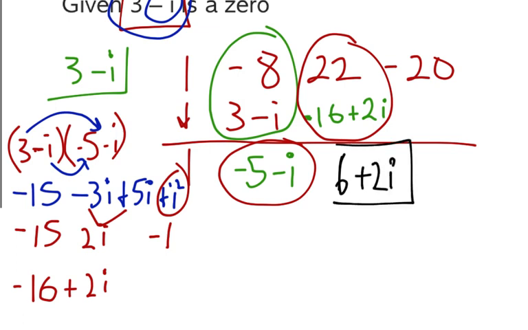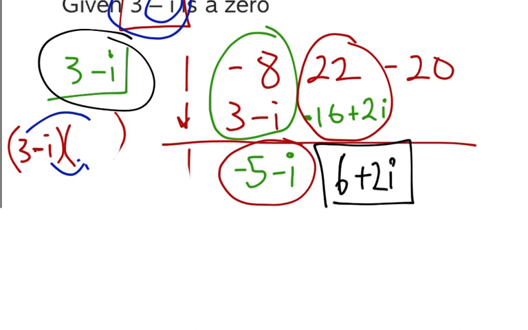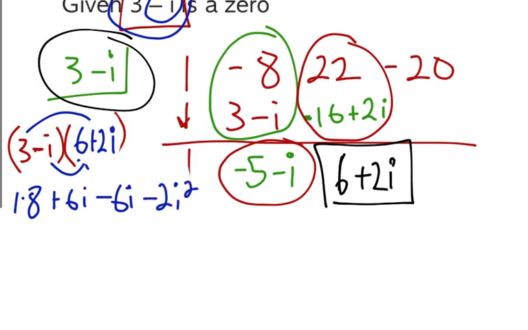Now I take my 6 plus 2i, and I have to find the product of it and my 3 minus i. I'm going to erase this stuff over on the left and replace it with a 6 plus 2i. So now I need to FOIL. 3 times 6 is 18. 3 times 2i is positive 6i. Negative i times 6 is negative 6i. And then negative i times 2i is negative 2i squared.